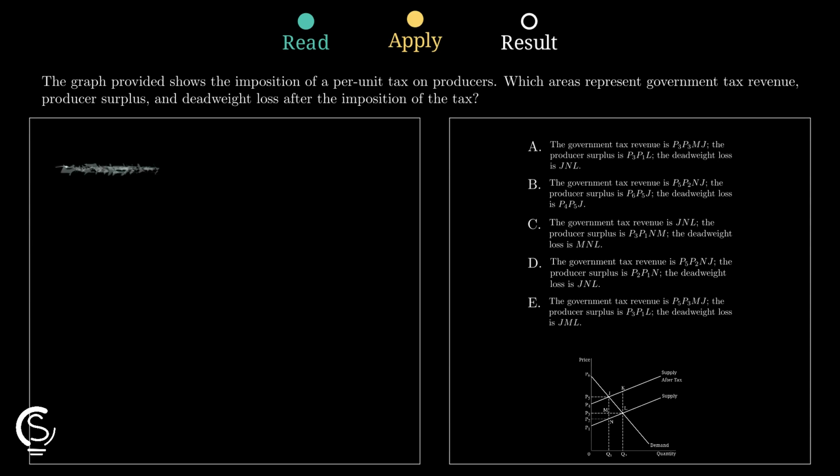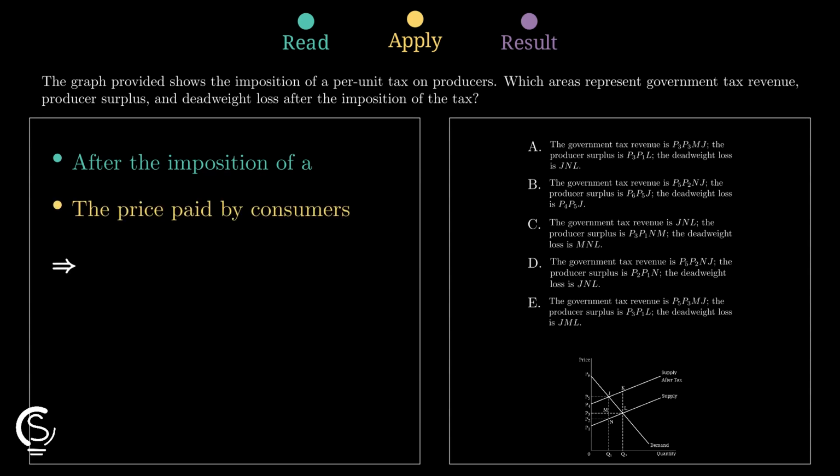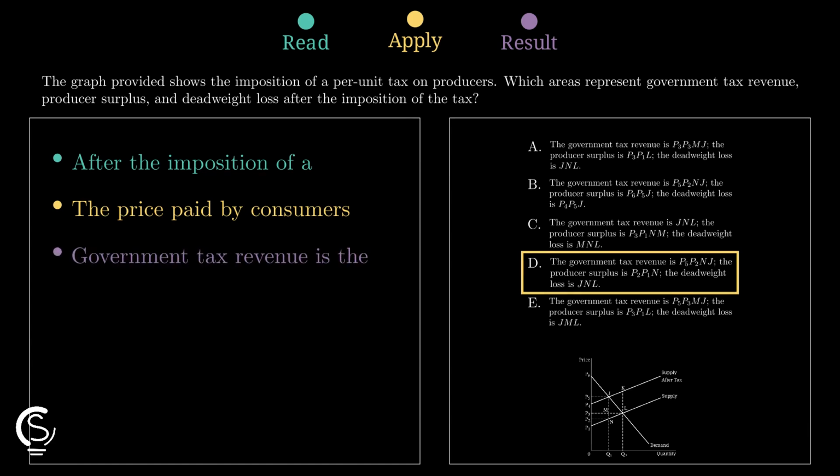Next, find the producer surplus by looking at the area above the original supply curve but below the price producers actually keep. This triangle is represented by the points P2, P1, N. Finally, deadweight loss represents lost gains from trade due to the tax. This area is shown by triangle J and L on our graph.